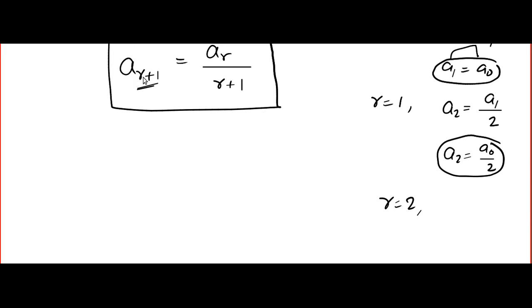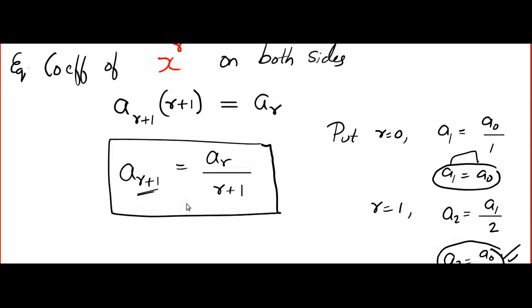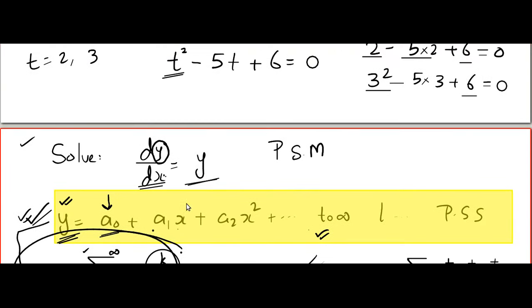Now I'll put r equal to 2. When I put r equal to 2, I get 2 plus 1, 3. And I'll get a2 by 2 plus 1, 3. But this a2 can be replaced with a0 by 2. So I get a0 by 2 into 3. That's more than enough. I hope you did not forget your aim. We assumed this to be our answer, right? Let this be the power series solution.